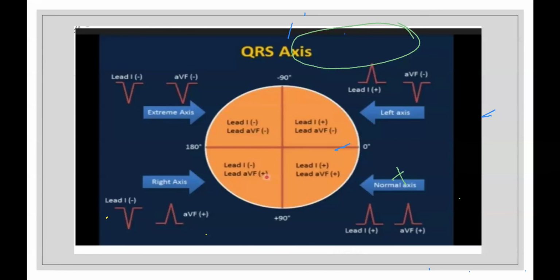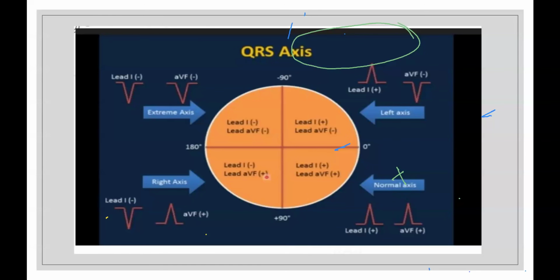For right axis, I told you lead 1 is negative. Superior axis means, doctor, left axis. So left axis deviation has another name, superior axis, and superior axis you find in ASD primum. Okay, primum ASD. You have two types of ASD. So I'm talking about the primum category, which is close to the AV node. Okay. Next we are talking about.